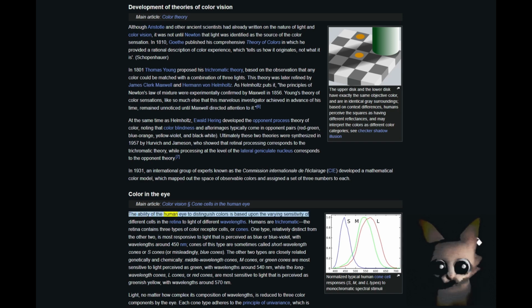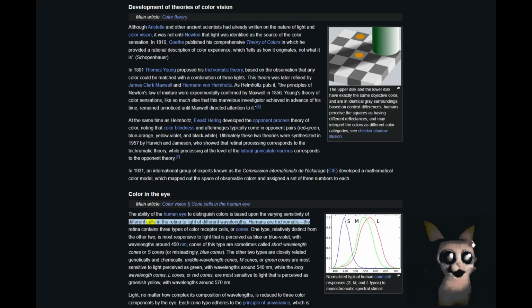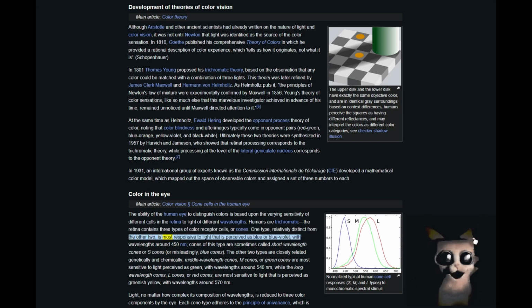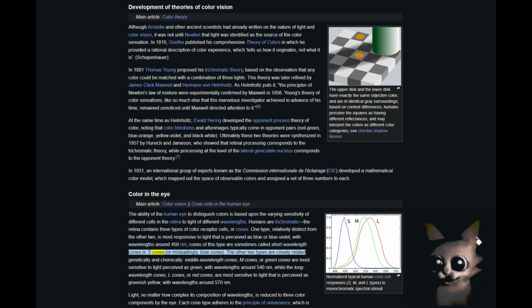The ability of the human eye to distinguish colors is based upon the varying sensitivity of different cells in the retina to light of different wavelengths. Humans are trichromatic. The retina contains 3 types of color receptor cells, or cones. One type, relatively distinct from the other 2, is most responsive to light that is perceived as blue or blue-violet, with wavelengths around 450 nanometers. Cones of this type are sometimes called short wavelength cones or S-cones, or misleadingly, blue cones.